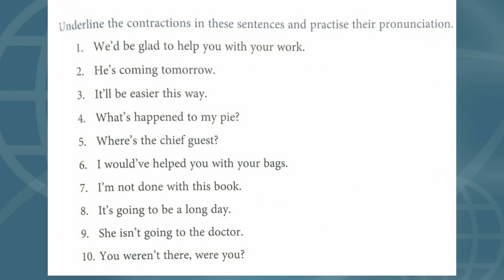Next one, it is going to be a long day. Instead of it is going to be a long day, it's going to be a long day. Next, she is not going to the doctor. The contraction is she isn't going. She isn't going to the doctor. Next, you were not there, were you? How do you ask it? You weren't there, were you? So these are some contractions we can use in our day-to-day spoken language.